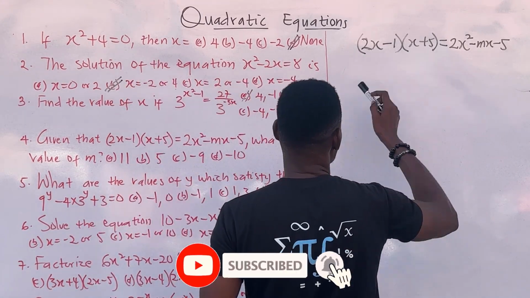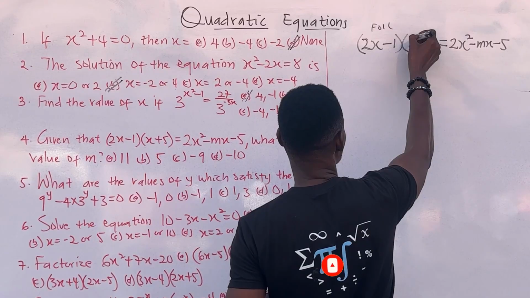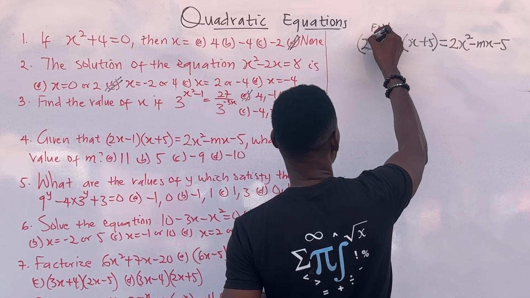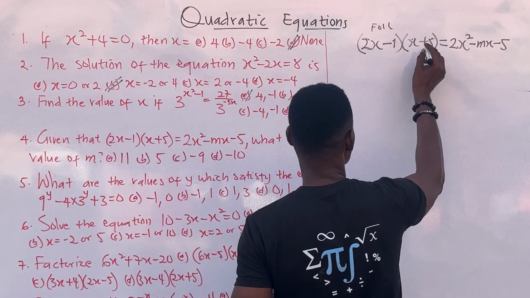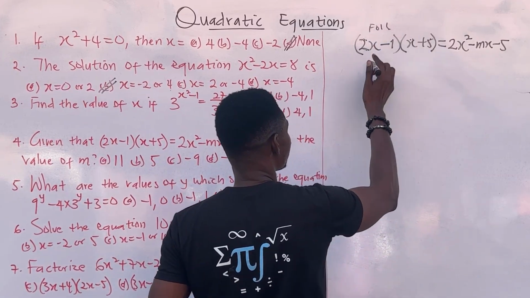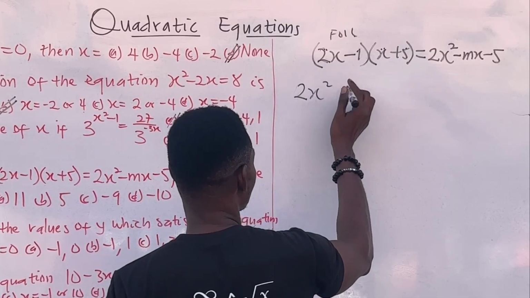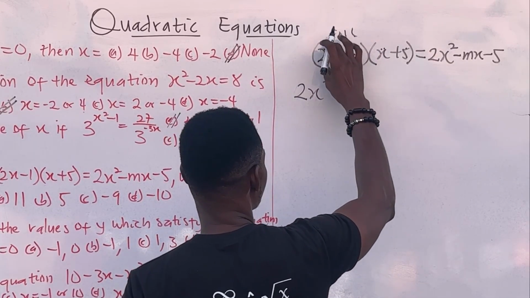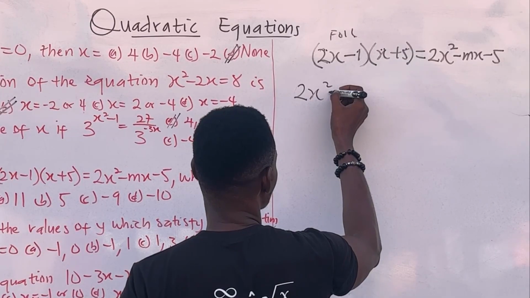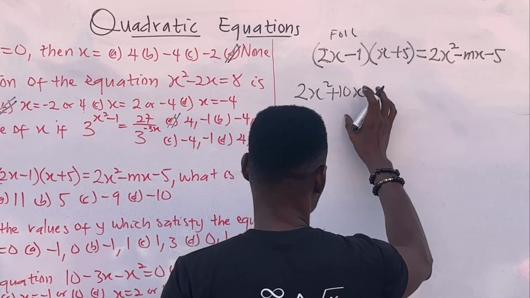Let's expand this bracket. Remember FOIL: firsts and firsts, outer, outer, inner, inner, and last, last. So first and first will give us 2x squared. That's 2x multiplied by x, that's 2x squared. Then outer, outer: 2x multiplied by 5 will give us plus 10x.